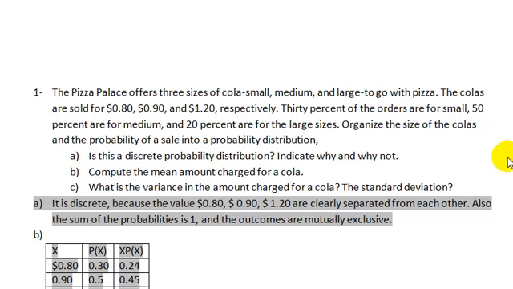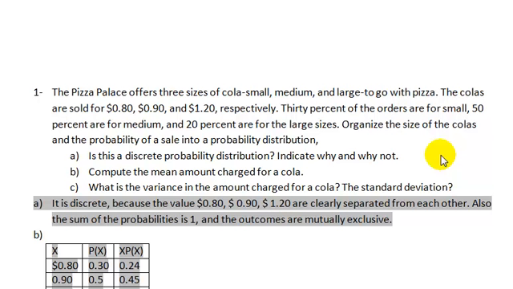Discrete probability distribution. First, a pizza place offers three sizes of cola, small, medium, and large, to go with pizza. The colas are sold for 80 cents, 90 cents, and $1.20, respectively. 30% of the orders are for small, 50% are for medium, and 20% are for the large size. Organize the size of the colas and the probability of a sale into a probability distribution.